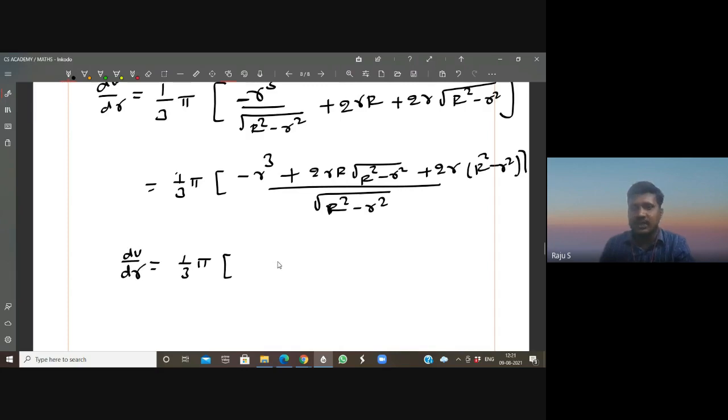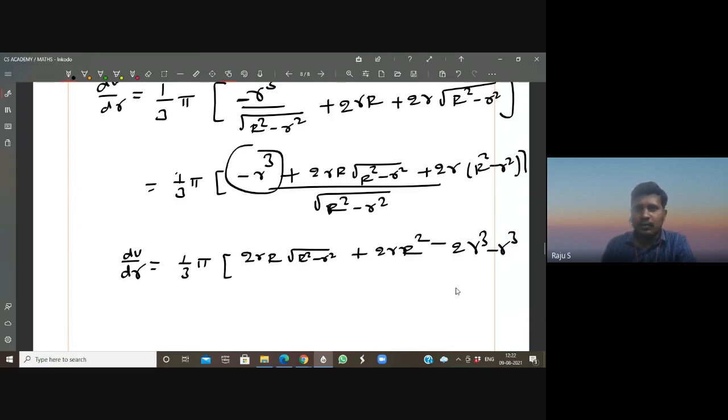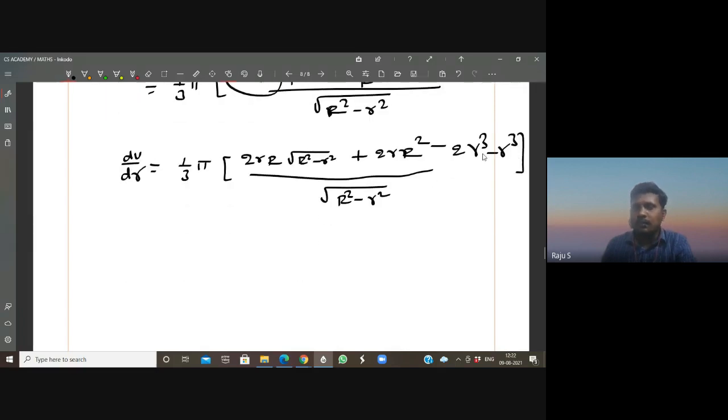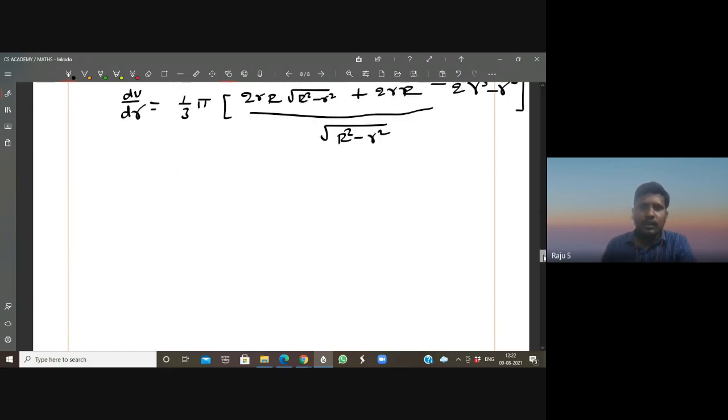Once again we have to differentiate this. So 2r capital R root over capital R square minus small r square. When I multiply this, 2r capital R square minus 2r cube. First one is minus r cube. This is the first term I have written at last, by root over capital R square minus small r square. So what about this last: minus 2 minus 1, we will get minus 3 r cube. Okay, students.